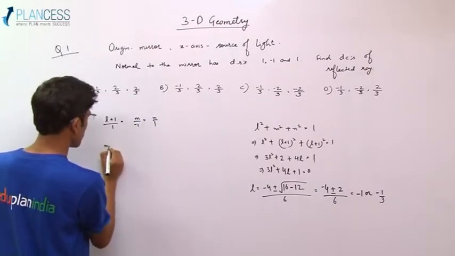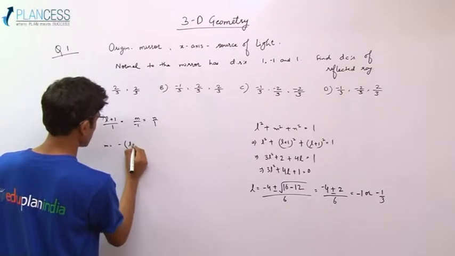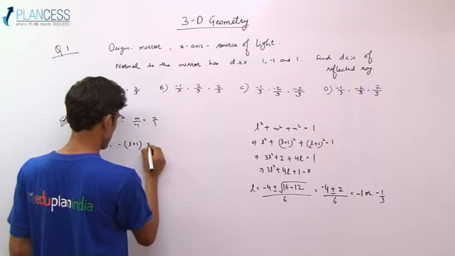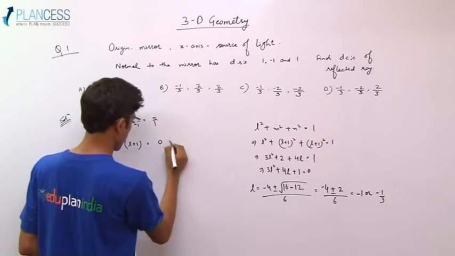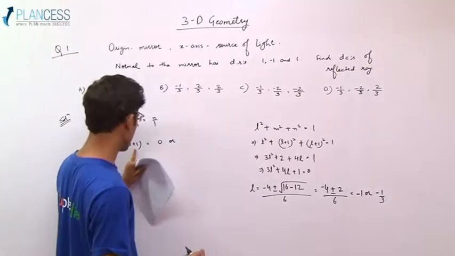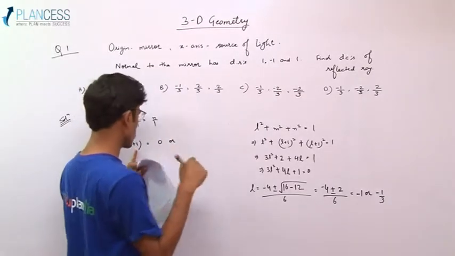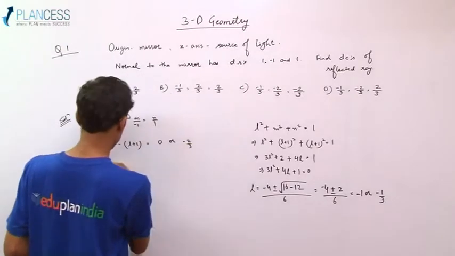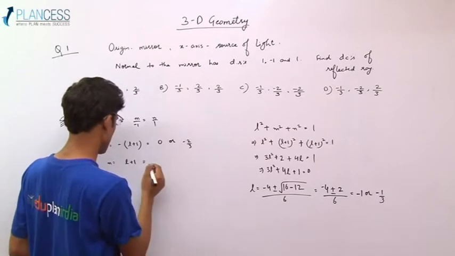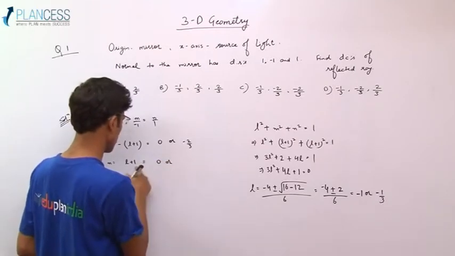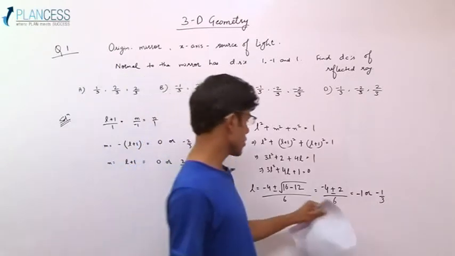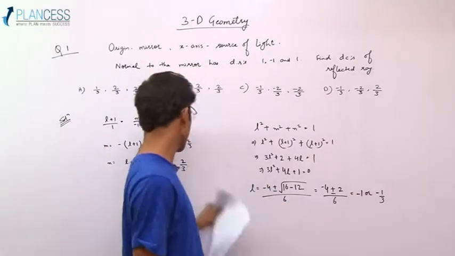Now if m is minus 1 times (L plus 1), then if L is minus 1 it is 0, or if L is minus 1 by 3 then it is minus 1 by 3 plus 1, that is plus 2 by 3, so m is minus 2 by 3. And n is L plus 1: if L is minus 1 it is 0, or if L is minus 1 by 3 it is 2 by 3. So I get two answers: minus 1, 0, 0 and minus 1 by 3, minus 2 by 3, 2 by 3.